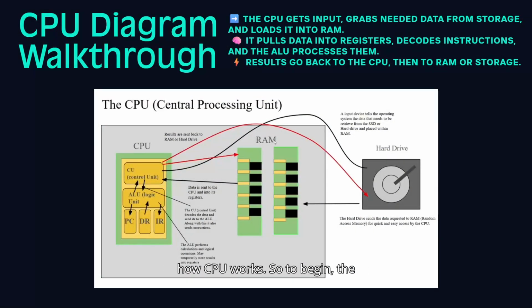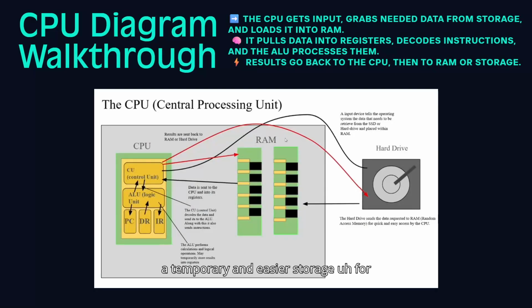So to begin, the CPU takes information or requests from an input device such as your keyboard or your mouse. This will then tell your operating system what kind of data needs to be retrieved. And then this data will be retrieved from your storage device, such as your SSD or hard drive. After that, these requests will then be sent from your hard drive, like the data and all the information, to RAM or random access memory.